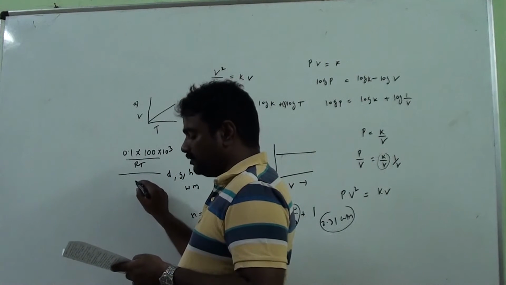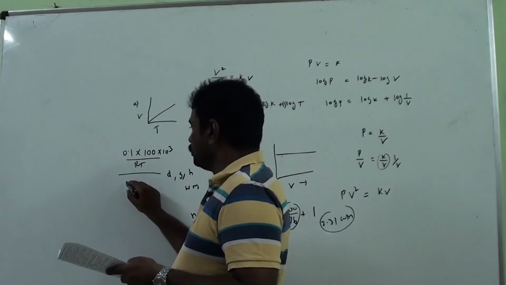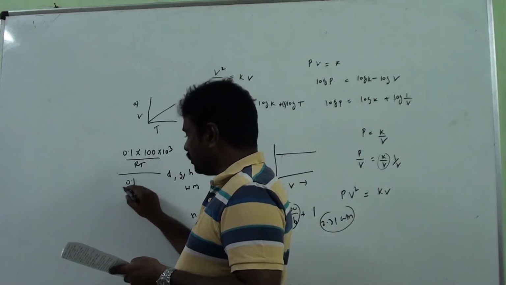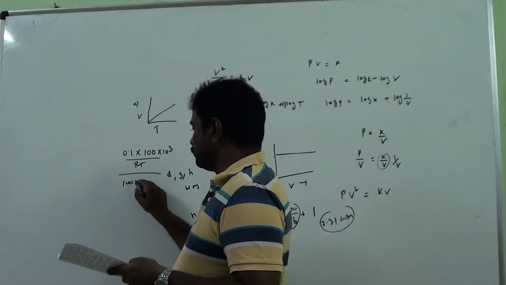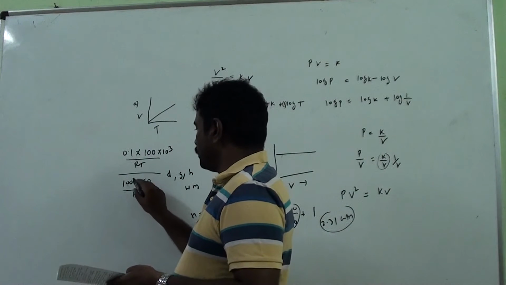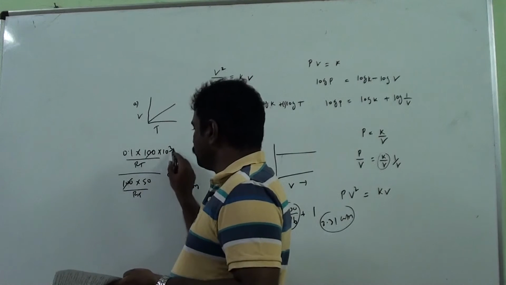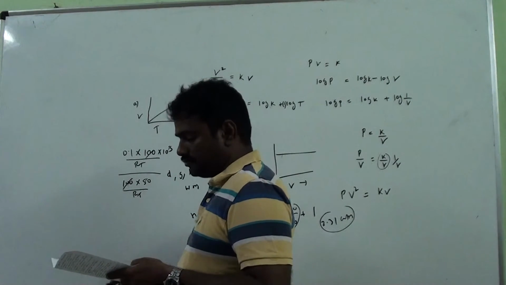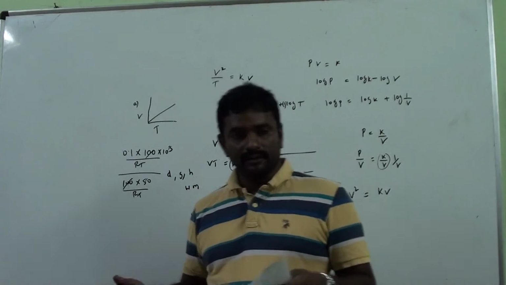Each cylinder will have how many moles? 0.1 atmosphere, sorry, 100 atmosphere, and 50 liters by RT. So the 100 cancels. It is 10 power 2 by 52, so roughly 2 cylinders.